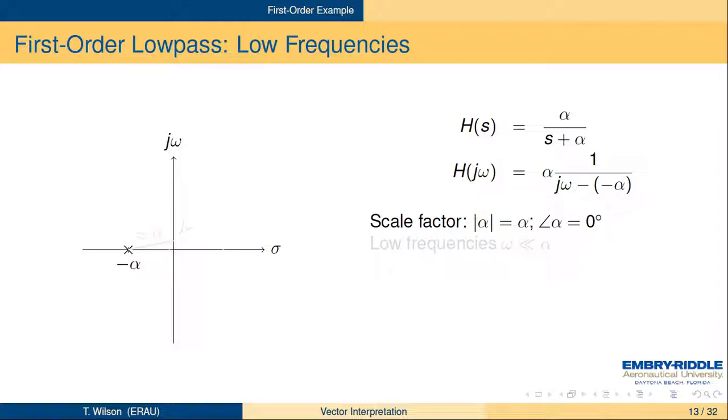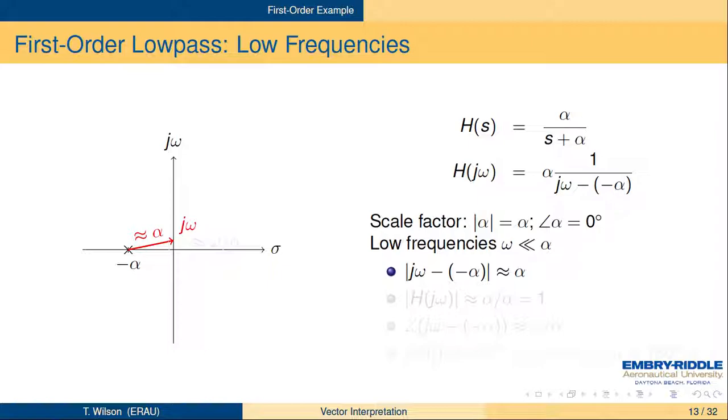So again, we've already identified the scale factor. It's got a magnitude, which is alpha, and an angle, which is 0. Now for low frequencies, we're talking omega very much less than the corner frequency alpha. So here we are down near the origin, down near j omega equals 0. And when we draw our vector from the pole at minus alpha to the number j omega, which is just a little bit bigger than 0, the length of that line for small omega, small meaning very much less than alpha, is about alpha.